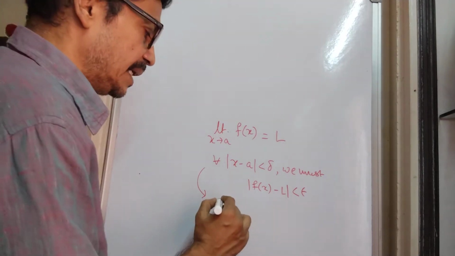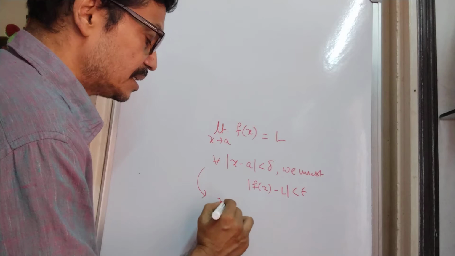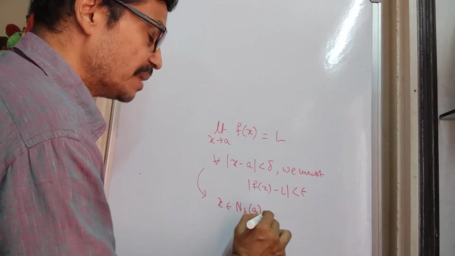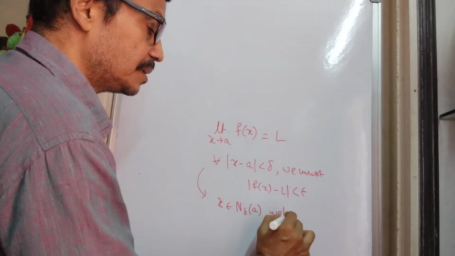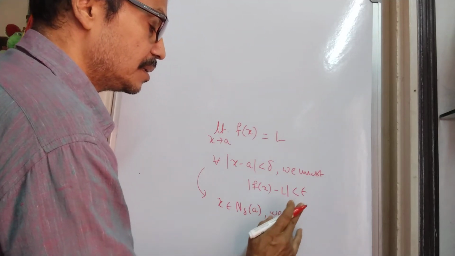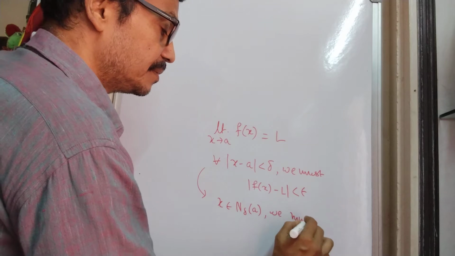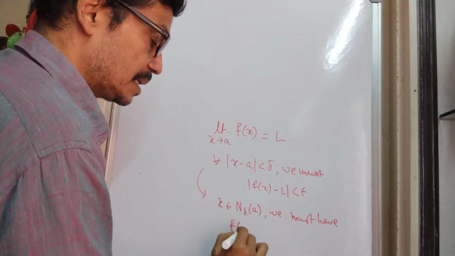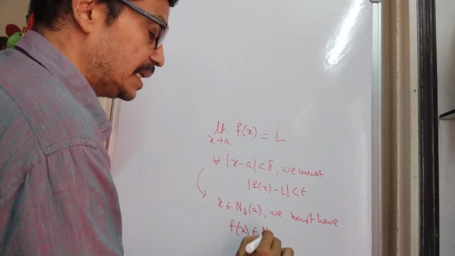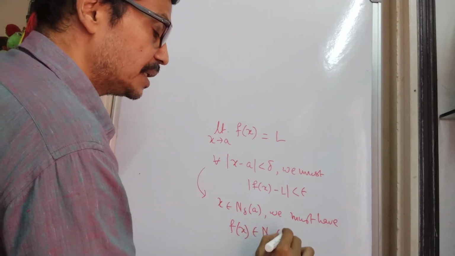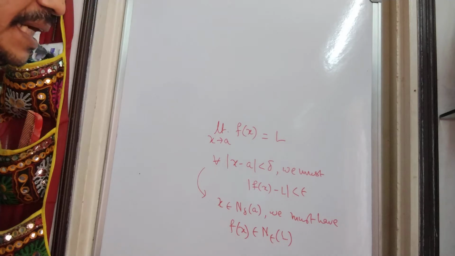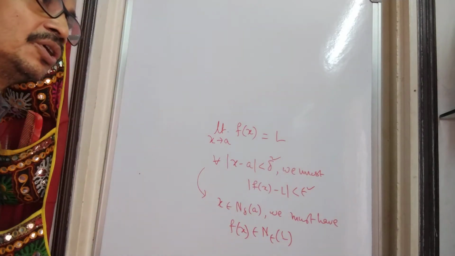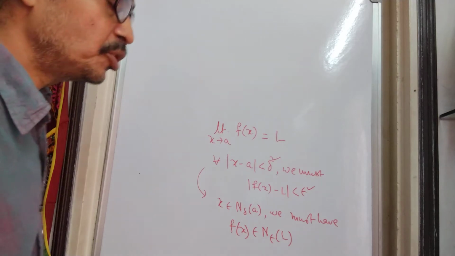that whenever x belongs to delta neighborhood of a, we must have f(x) within the epsilon neighborhood of capital L. And obviously these delta and epsilon are both arbitrarily small positive numbers.